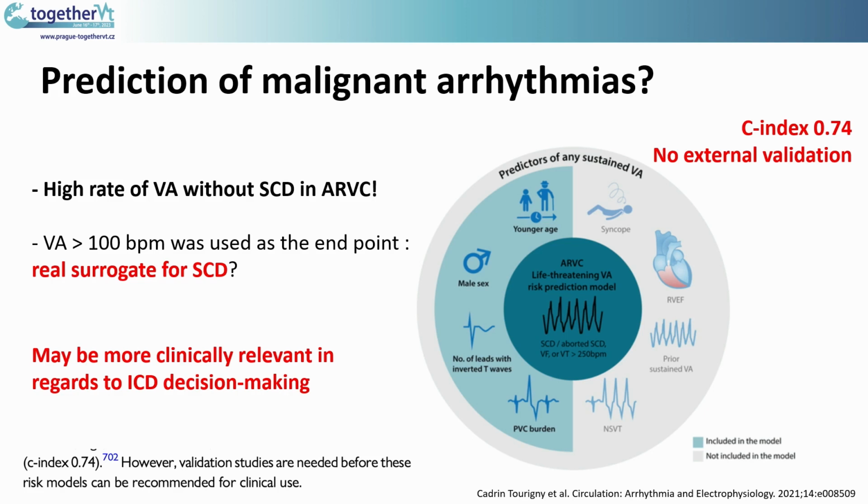So the same team that did the score built another score focusing only on malignant arrhythmia. And you can see that only 4 risk factors were identified, which were the young age, the male sex, the extension of T-wave inversion, but also the PVC burden. And this score was associated with a C-index of 0.7, which is more moderate, and we don't have at this time any external validation to know if we can use this score.